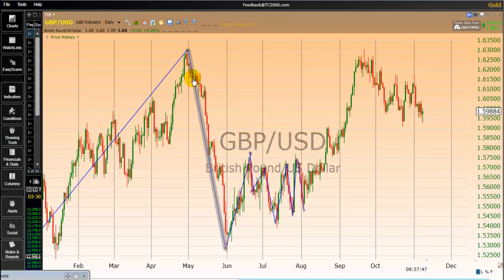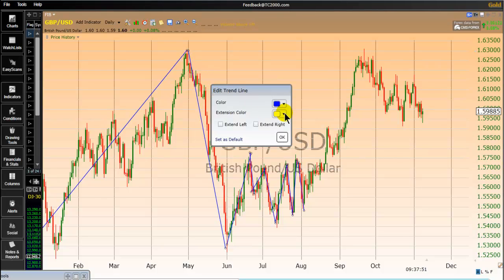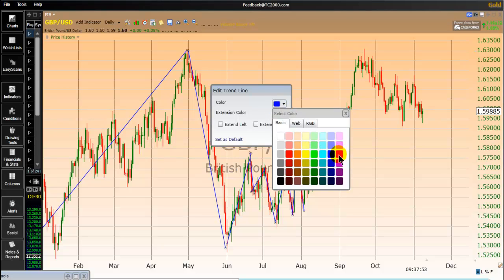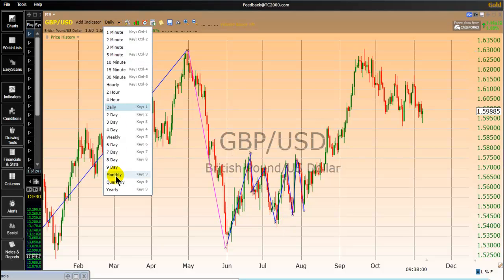If you like, I can color what I'm talking about here. I'll use the pink one this time to please the lady. The down move, down. This is on the daily chart, you see. Let's go back again to the monthly chart.